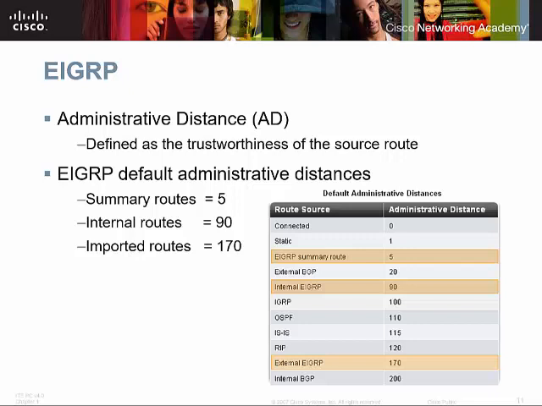EIGRP has an administrative distance, for our purposes, of 90. Compare this to our other ADs we've looked at already. Directly connected routes have an AD of 0, lower being a more trusted value. Static has an AD of 1. RIP had an AD of 120. And EIGRP has an AD of 90. So what this means is if a router has to pick between a route learned from RIP or a route learned from EIGRP, it'll pick the route from EIGRP because of this lower AD.